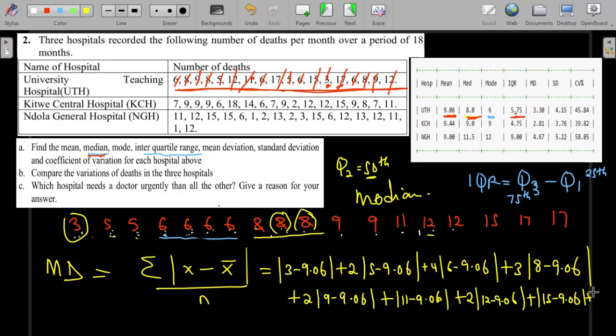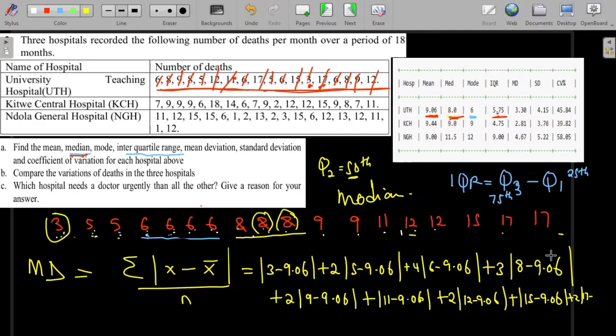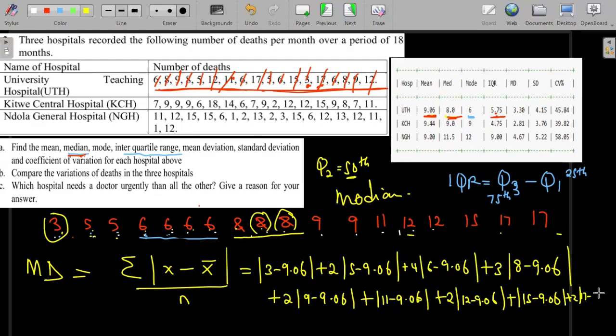Okay, plus, and then I have two 17s here, this one and this one. So it will be 2, 17 minus, now I've run out of space. Let me do this. Okay, so 17 minus 9.06 there, modulus. And then the summation of all these things, I'm going to divide them by what? By n. So n was 18. Now you just have to go to your calculator, add those things and then divide by n.